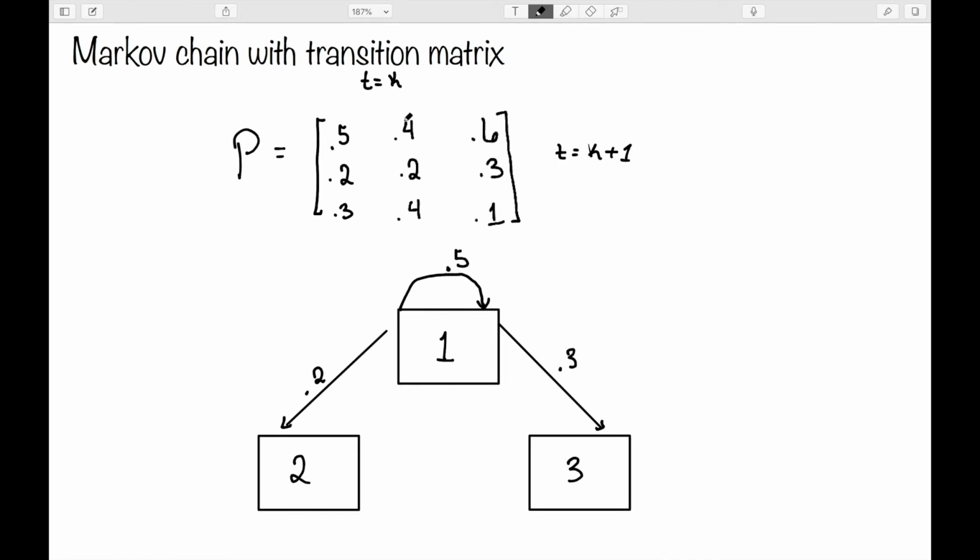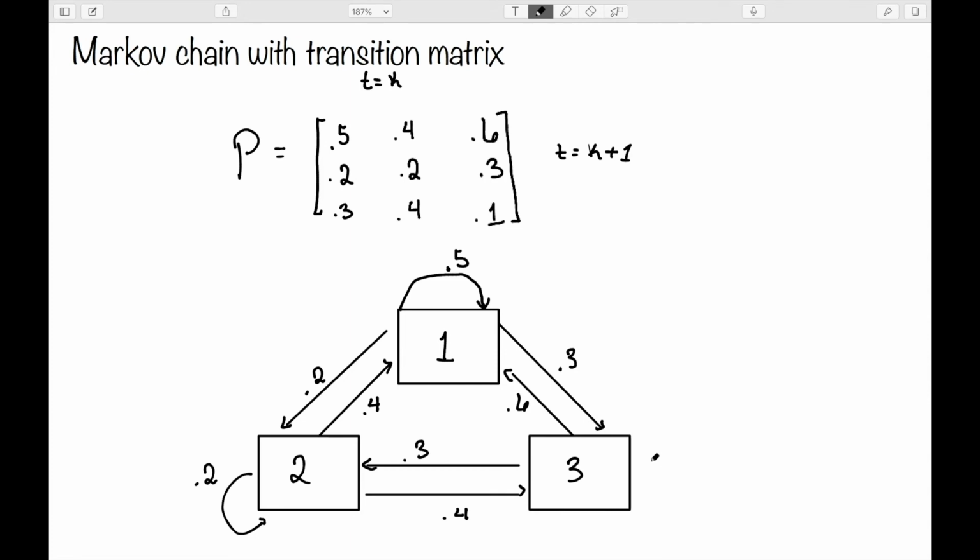If we move to the second column, we're now looking at where they go from Reserve 2. 0.4 is going to go to Reserve 1. 0.2 is going to stay at 2, and 0.4 is going to go from 2 to 3. The third column is going to represent Reserve 3. 0.6 is going to go to Reserve 1. 0.3 is going to go to Reserve 2. And 0.1 will stay in Reserve 3.